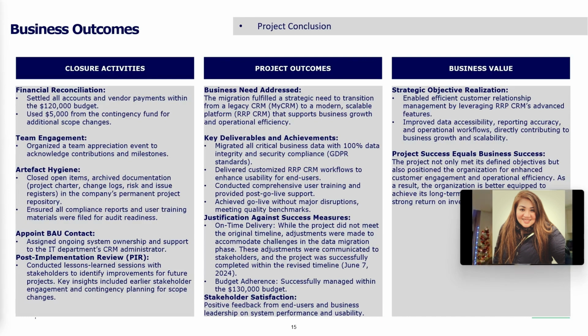For the business outcomes, the CRM to ERP migration project successfully addressed the need for a modern, scalable CRM to support business growth. Key achievements: migrating critical data with 100% integrity, delivering customized workflows, and ensuring we're complying with the regulations. The project was completed with a revised timeline and adhered to the $120,000 budget, with a $5,000 extra spend, which was used as contingency for any scope adjustments.